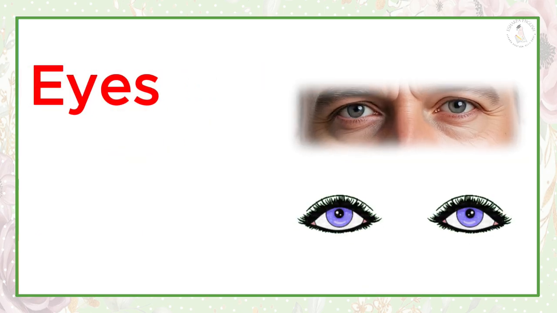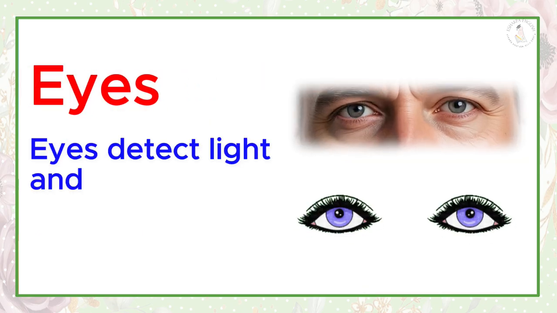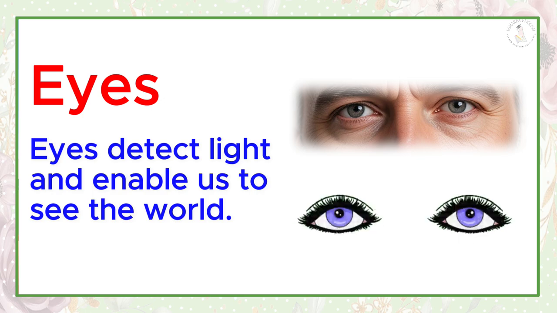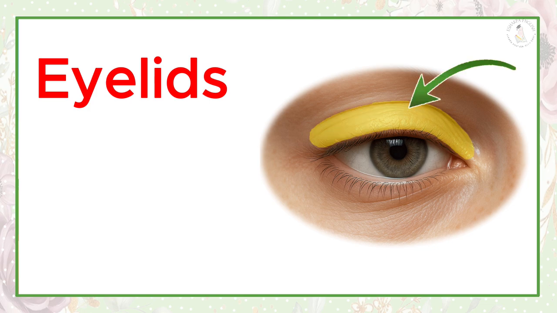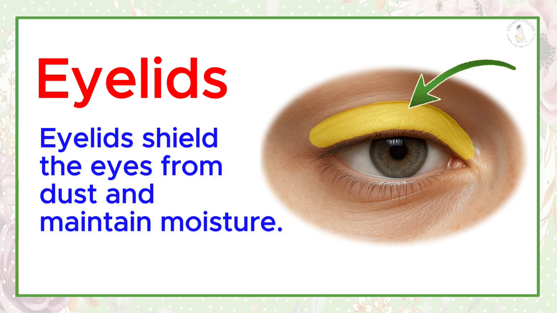Eyes. Eyes detect light and enable us to see the world. Eyelids. Eyelids shield the eyes from dust and maintain moisture.